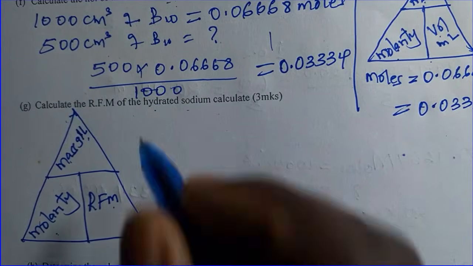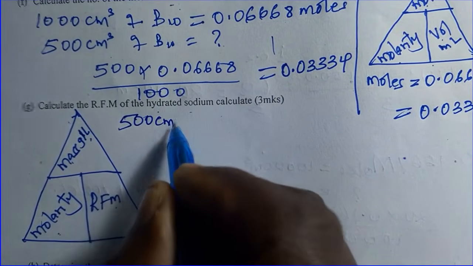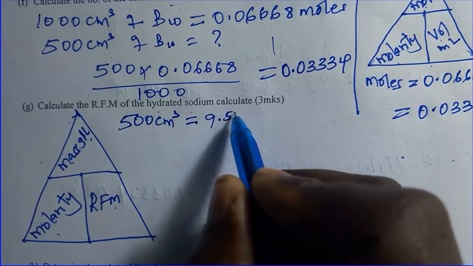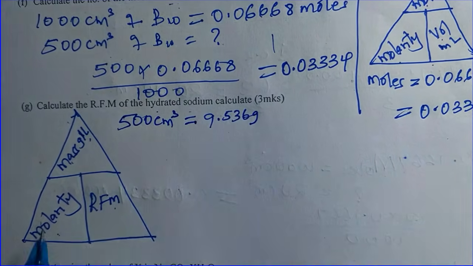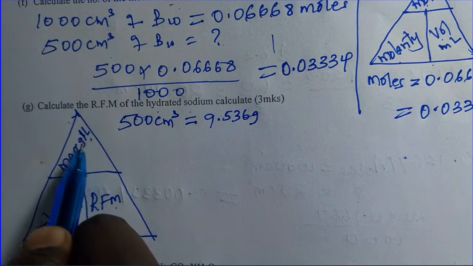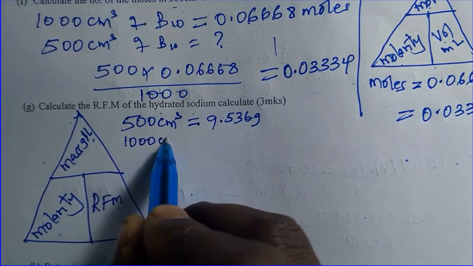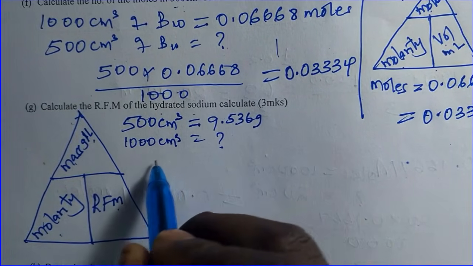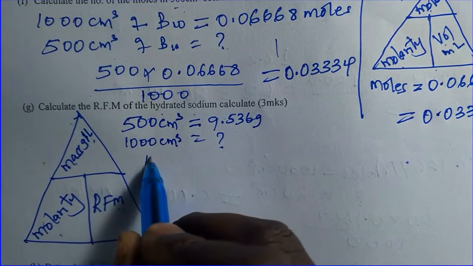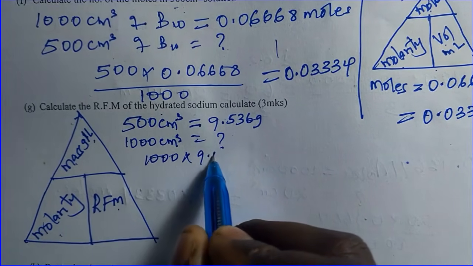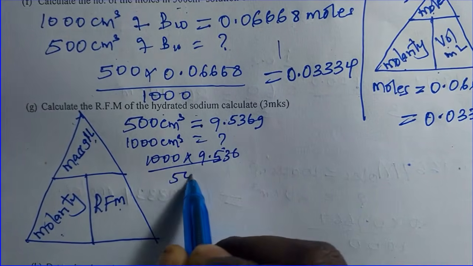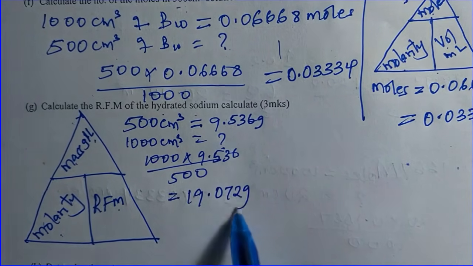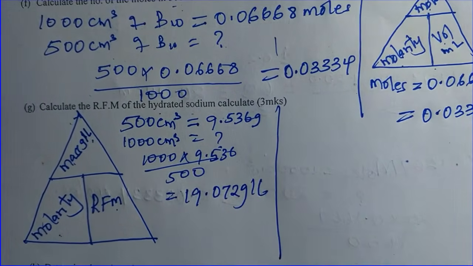Now you say that 500 centimeters cube was prepared from 9.536 grams. We need mass in grams per liter, so we need a liter. A liter is 1,000 centimeters cube. We will find out how much that is. Actually, it is twice, so it is going to be 18 point something or 19. So that is 1,000 times 9.536, divided by 500, and the answer is going to be 19.072 grams per liter. Now we have mass in grams per liter.